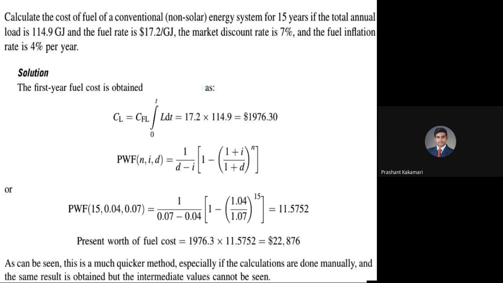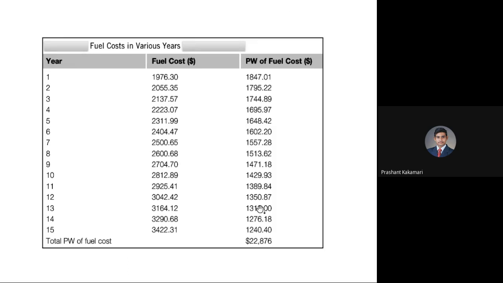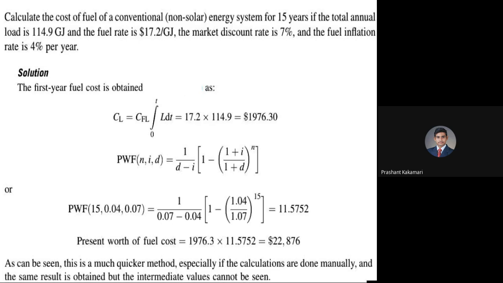Okay, so this can be seen with a much quicker method because of the formulas. But you can see in the other method, what they have done is this first year fuel cost they have taken 1976.3 fuel cost. First case you can see here 1976.30. With the same fuel cost, they are going to multiply with the inflation rate. Okay, inflation rate is how much? 4%, and discount given is 7%.